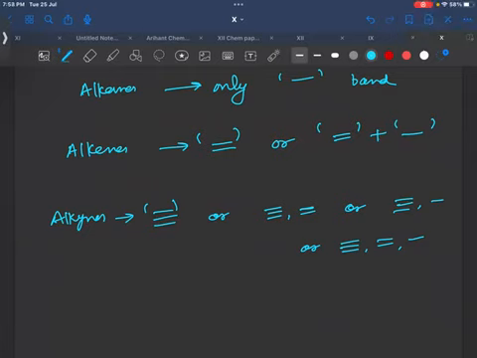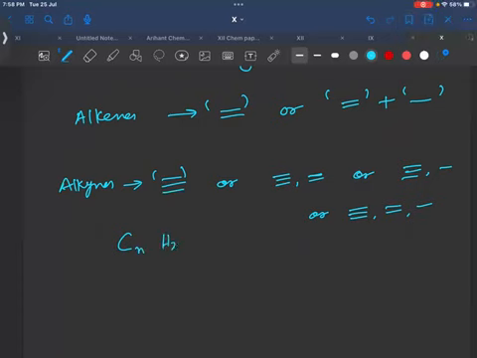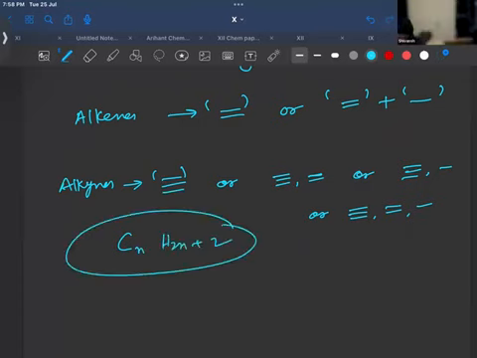Sir, the general formula you gave, is it only for alkenes? Repeat your question. The general formula you gave, is it only for alkanes? See, if I gave you CnH2n+2, this is only for alkanes. Alkane, not cane, hurricane.